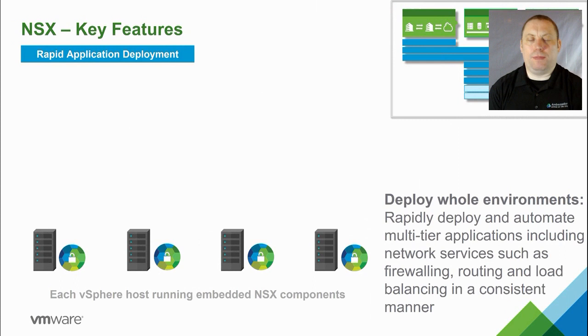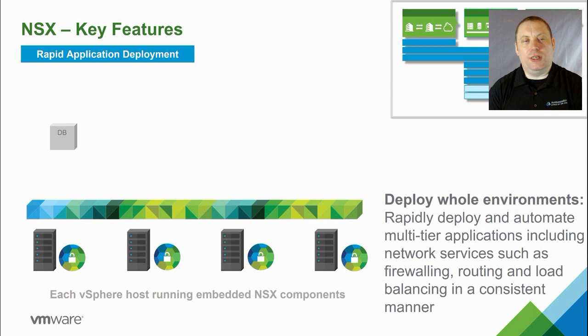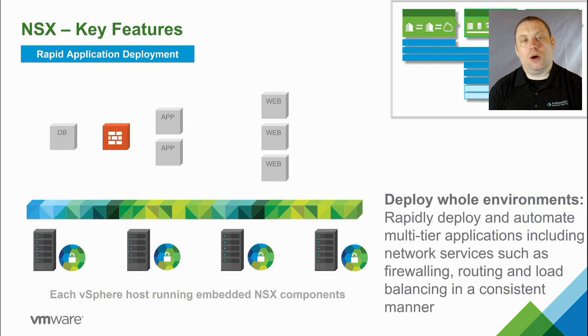Again, vSphere host at the bottom, a layer of NSX abstracting everything. I've got a database server, which I would traditionally build by hand. I've got two application servers I would traditionally build by hand. I've got three web servers that I would build by hand. I need to firewall off the database servers from the app servers. I need to firewall the web servers from the app servers. And then I might want to put a load balancer in front so that people can hit any of the web servers to use this service or this functionality.